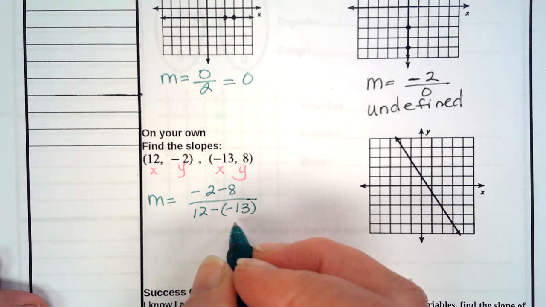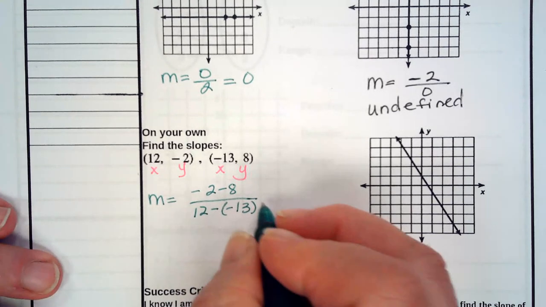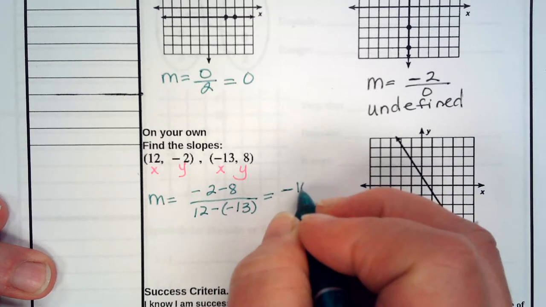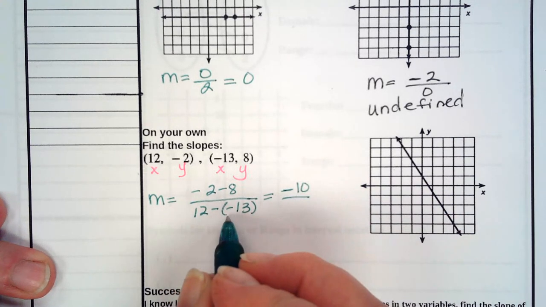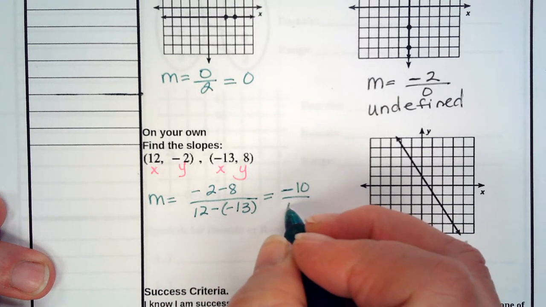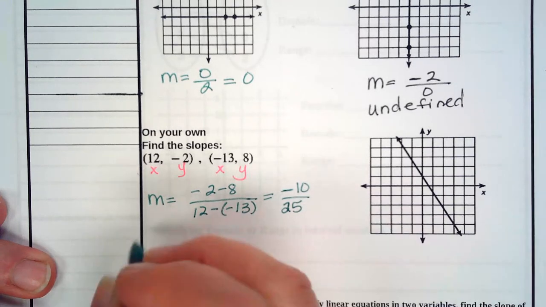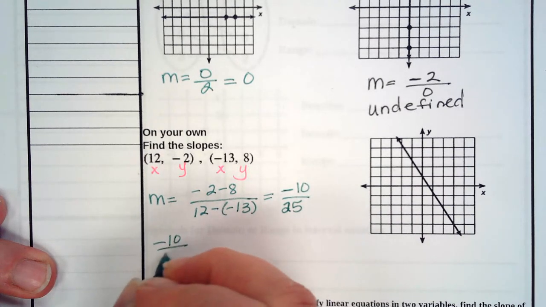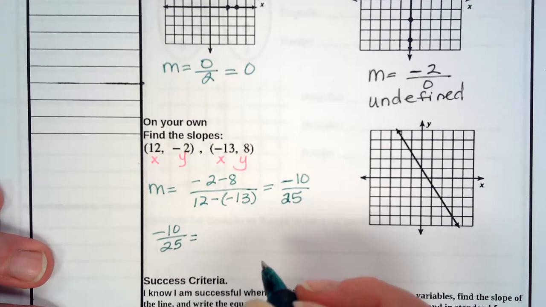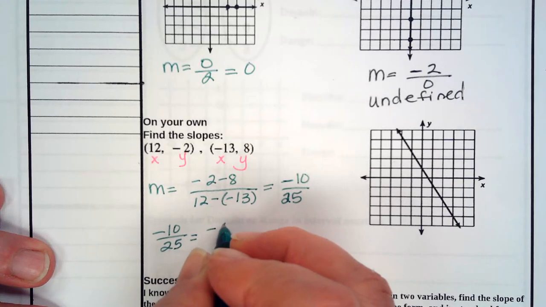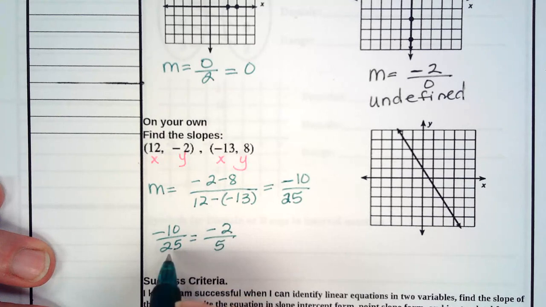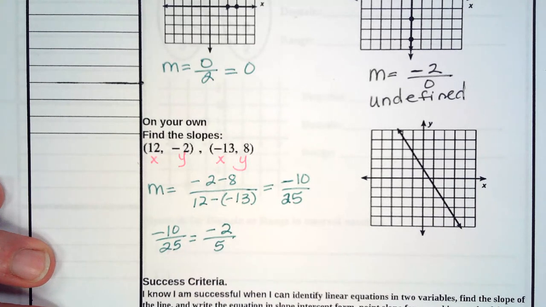Even though it's negative, you still have to do the minus the negative, which we don't really do. Negative 2 minus 8 more is negative 10. You don't minus the negative, you plus a positive. 12 plus 13 is 25. Can I simplify? Yes, 5 goes into both, so this is negative 2 over 5. 10 divided by 5 is 2, 25 divided by 5 is 5.